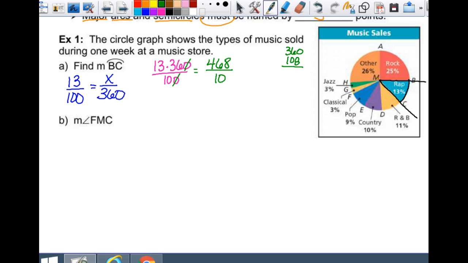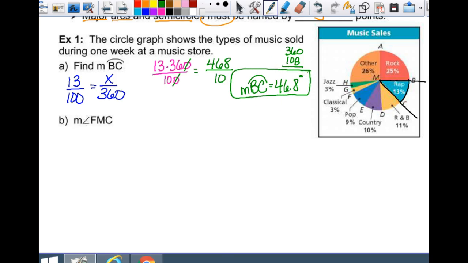Now I've still got this, and it's not going to divide evenly. We are going to be able to get decimals here, though, because we're talking percentages. So 468 divided by 10 is super easy. What does that give me? 46.8. You just move the decimal place. So the measure of arc BC is equal to 46.8 degrees.